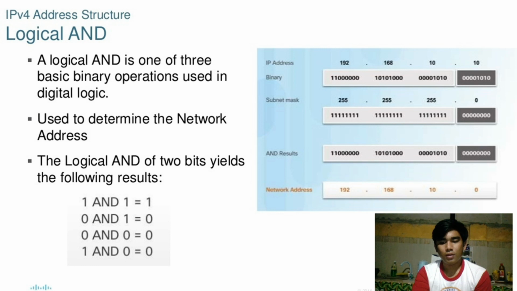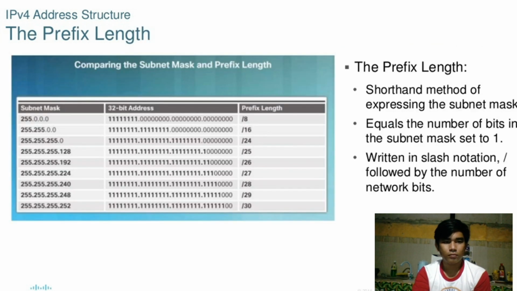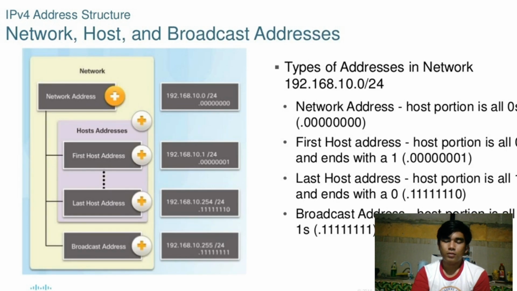So there's a picture. This is the prefix length. The prefix length is a shorthand method of expressing the subnet mask. It equals the number of bits in the subnet mask set to 1, written in slash notation followed by the number of network bits.